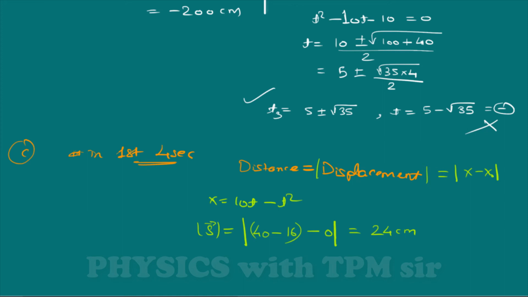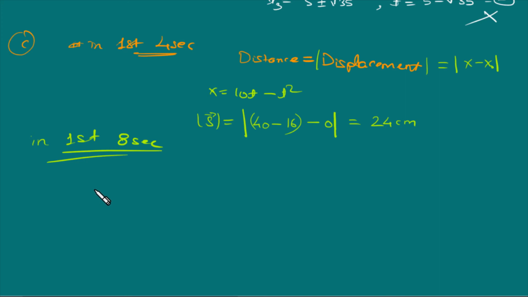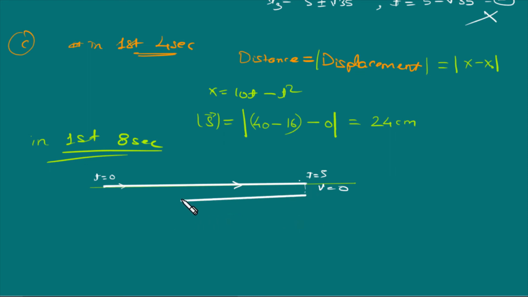But in the first 8 seconds, we know that the particle has started to travel like this along the straight line. So at t is equal to 0, the particle started moving in this direction, and at t is equal to 5, its velocity became 0. So it went like this, and then it traveled back. So this is t is equal to 5 seconds.